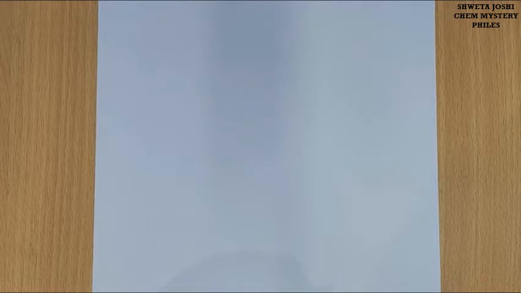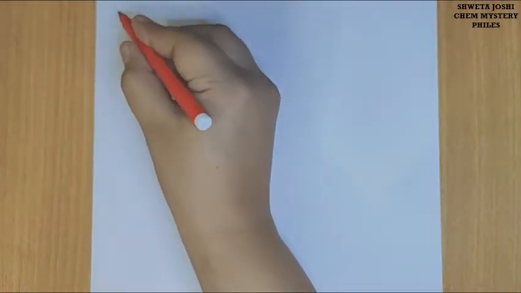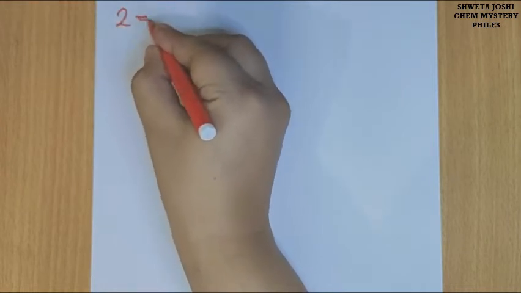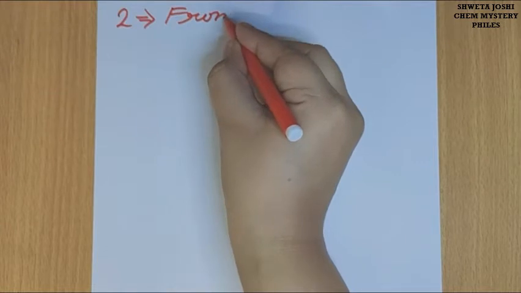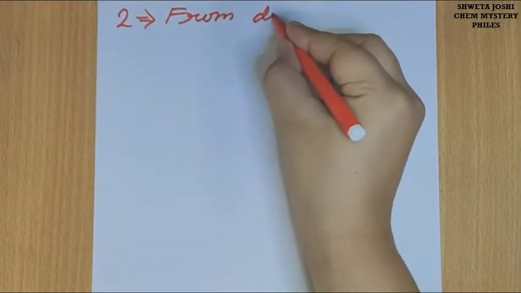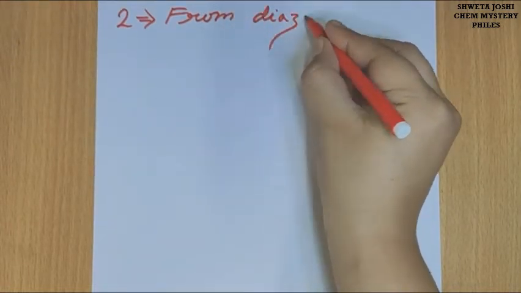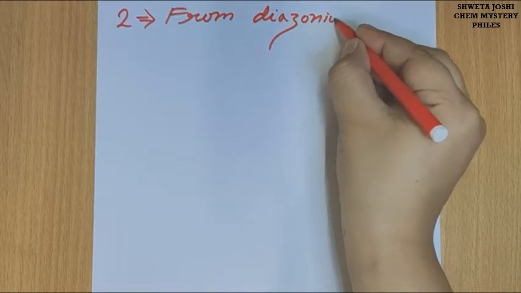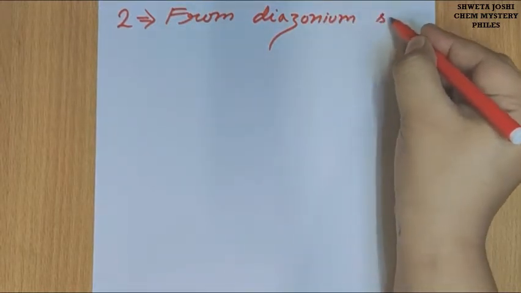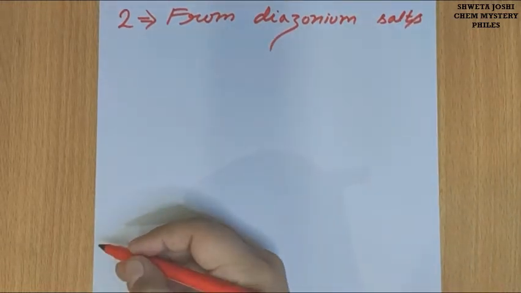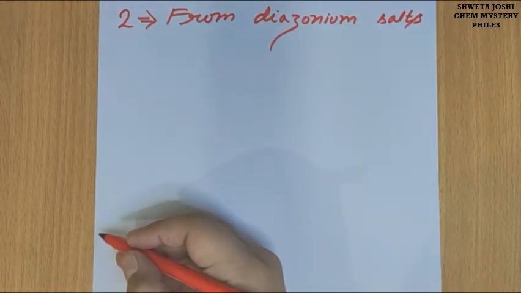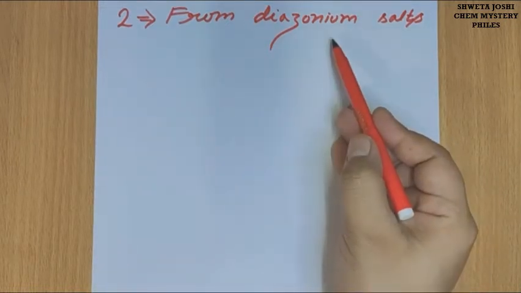Next method for the preparation of haloarenes is from diazonium salts. So the second method is from diazonium salts. Now before covering preparation of haloarenes, we are going to cover preparation of diazonium salts.